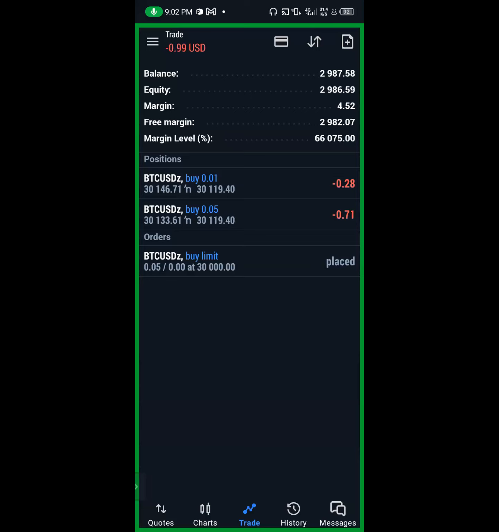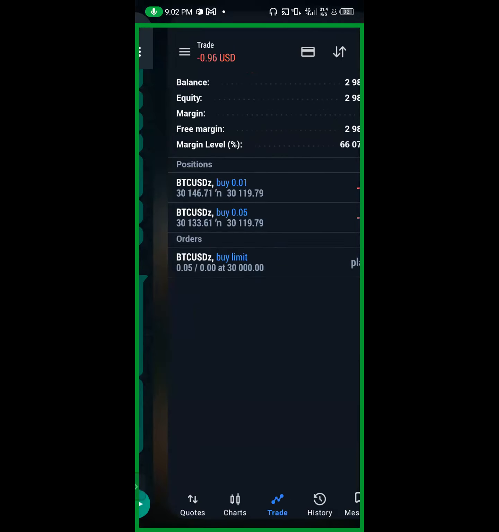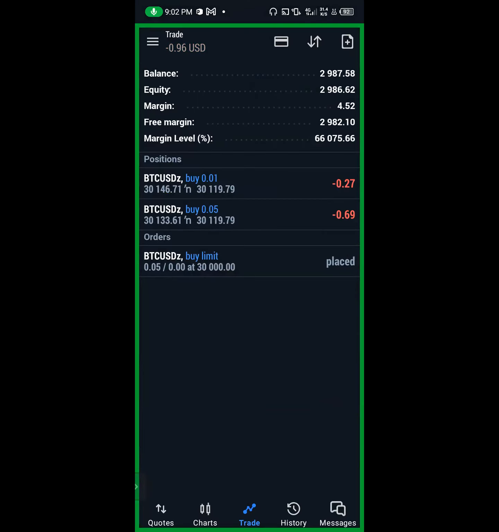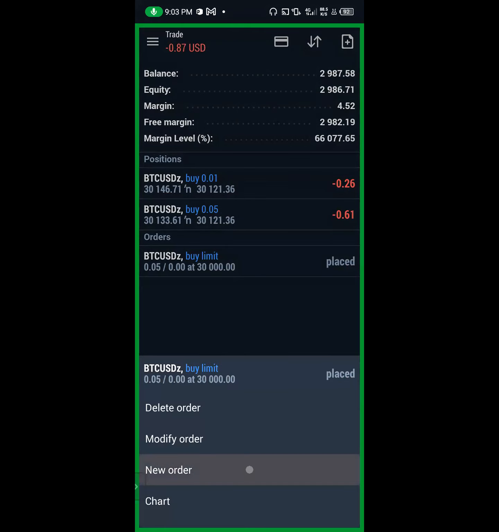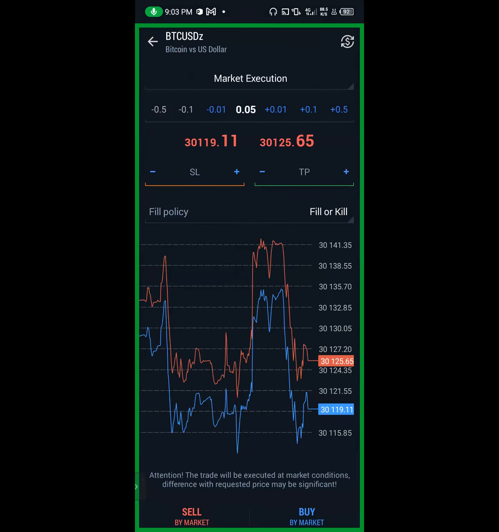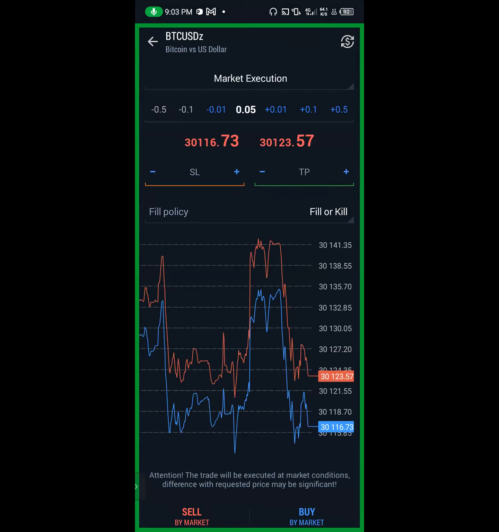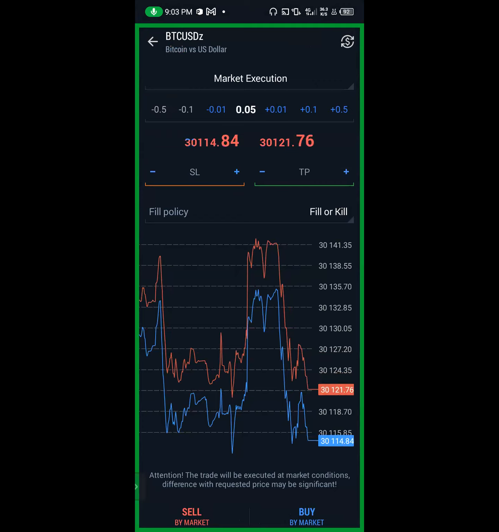Now, what is the second one? We have the buy stop. No, we're on the buy category yet, right? So we have the buy stop. The buy stop is a type of order where you wish to buy at a later price, which means at a higher price than the current price.